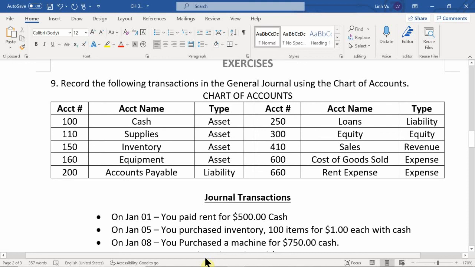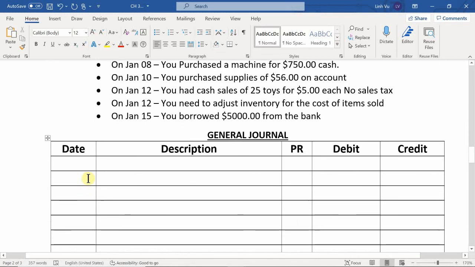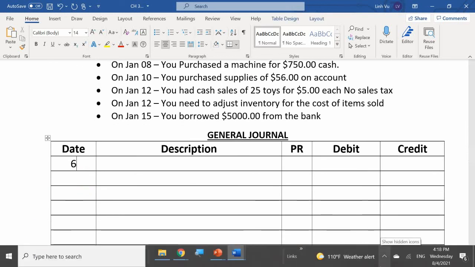This is where your accounting model is going to come into play. In this case, I am paying for rent, $500. This is cash, and you're paying for rent, so rent expenses. Good. The date first. January 1st. So it's rent expenses.